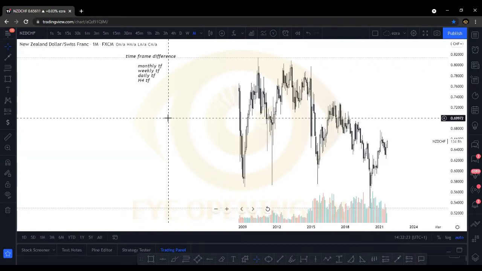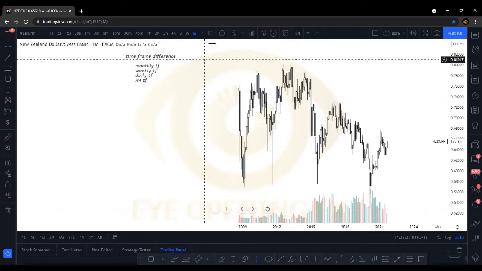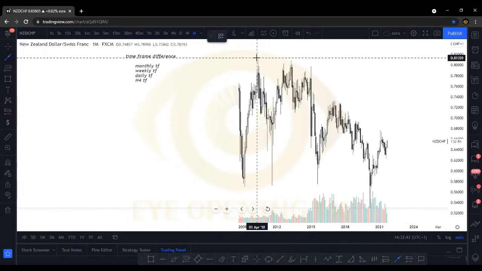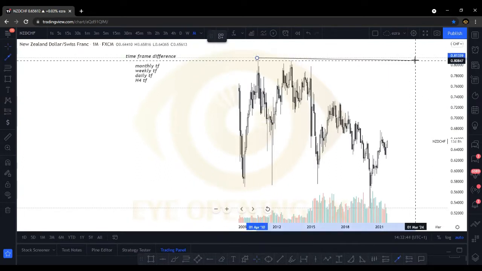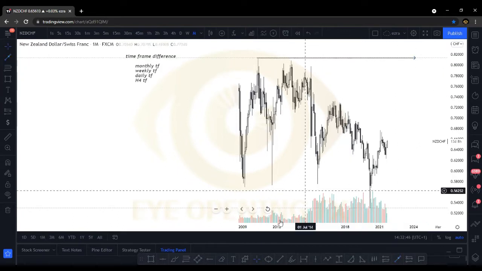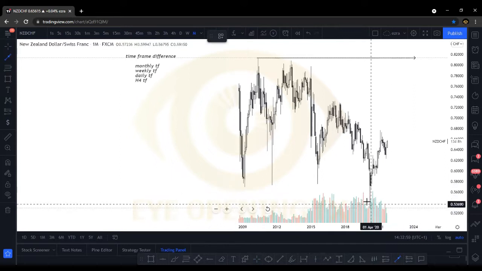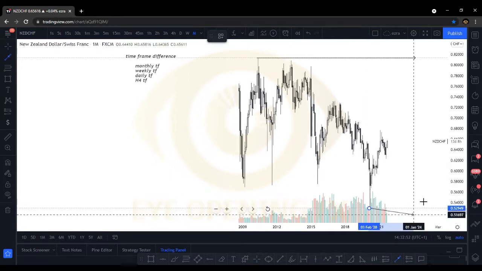So these are the things that we teach students on how to understand. Now, let's take, for example, this monthly time frame. First thing you have to note on this monthly time frame is your range high, which is this high here, as your highest high. Then you note your range low as your lowest low, which is this last low here. This is your range.